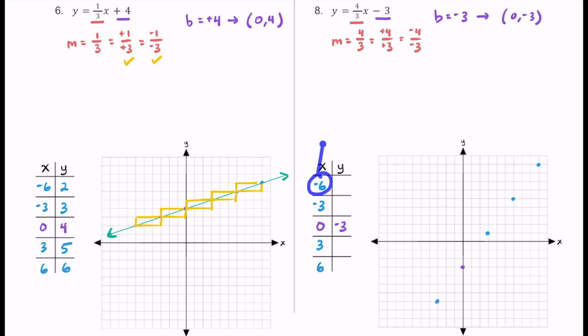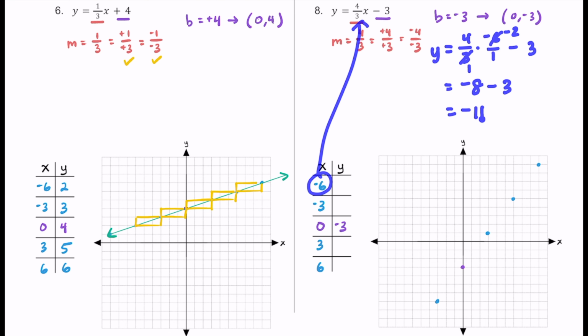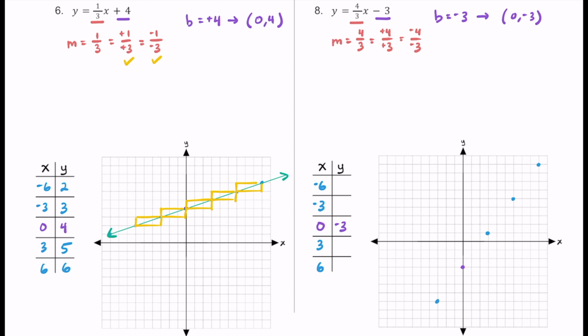So this -6, we plug it in here. y is equal to 4 over 3 multiplied by -6 over 1, take away 3. This 3 and 6 will cross cancel to make 1 and -2. 4 times -2 is -8. -8 take away 3 is -11. So when x is -6, y is -11, and that technically doesn't fit on our graph, but it'll be there if you make a bigger graph.